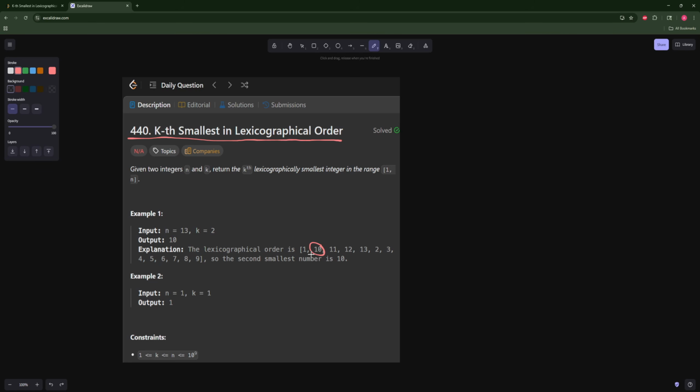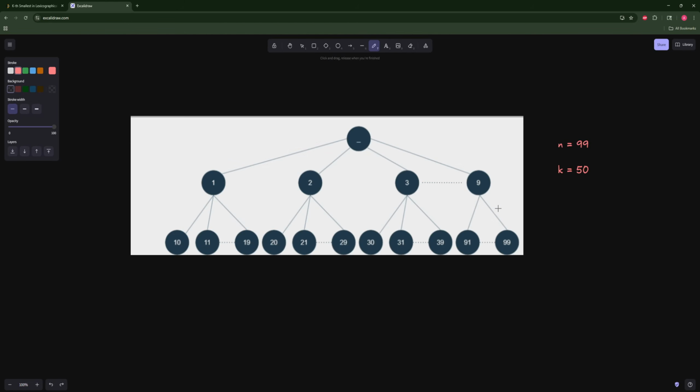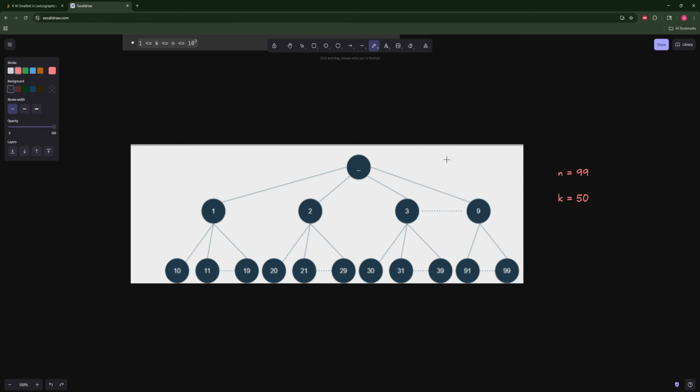We can't just build the thing like we did yesterday and then find the kth in the array, because this is too big. So we need something better. I'm actually going to use this image from the editorial. It's quite good, so I don't have to draw out these nodes to demonstrate what we have to do.